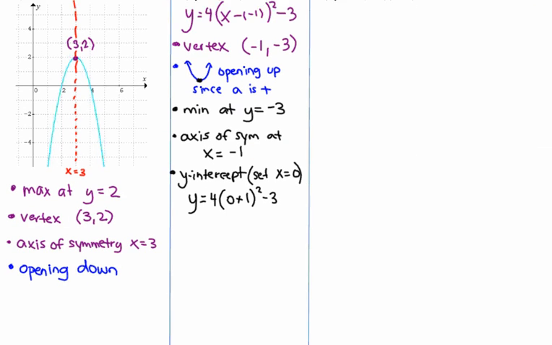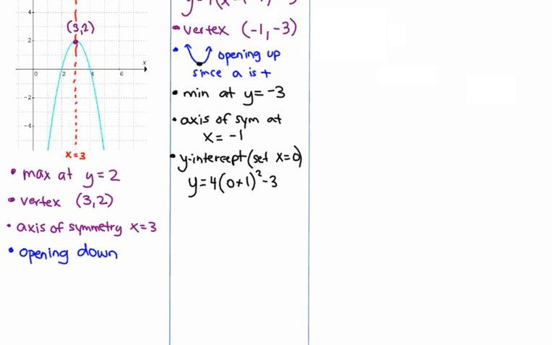So in any equation, in any type of graph, whether it's quadratic, linear, cubic, whatever, if you want the y-intercept, we make x equal to 0. So 0 plus 1, 1 squared, 1 times 4, 4 minus 3, 1. So our point would be x is 0, y is 1. That's my y-intercept, 0 and 1. Okay, it's a lot to take in.